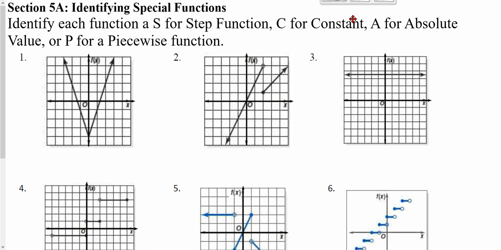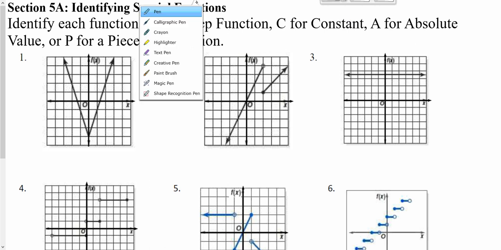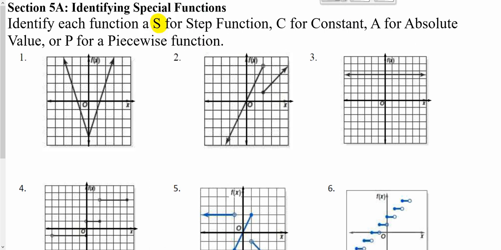Okay, we're going to be looking at some initial parent graphs, and then we are going to go ahead and use Desmos to do some graphing. So when we're looking here, we're going to go ahead and put an S on each one that's a step function, put a C on each one that's a constant, put an A on each one that's an absolute value, and then put a P on the piecewise.